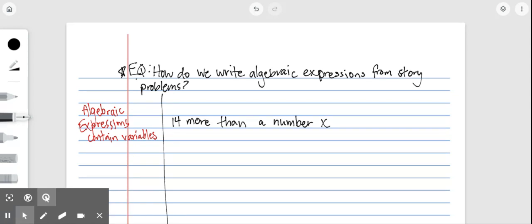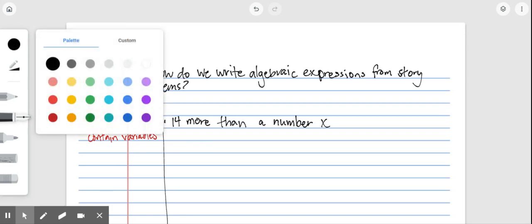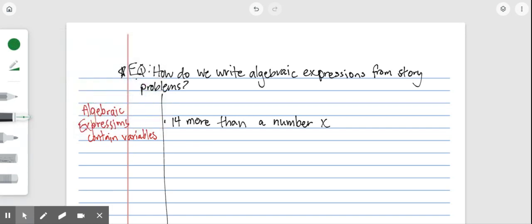Okay, our first example is 14 more than a number x. If we look back at our notes from yesterday, we can look in our table and see what this term more than stands for. Okay, so in our table, we look for the words more than, and we find that more than means addition. So I know that I'm going to have addition.